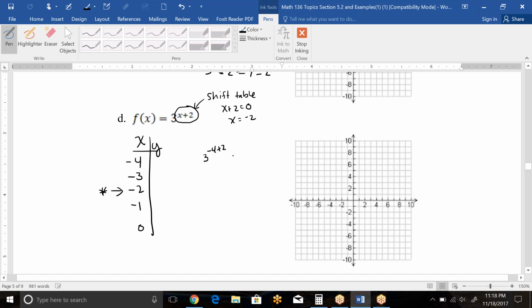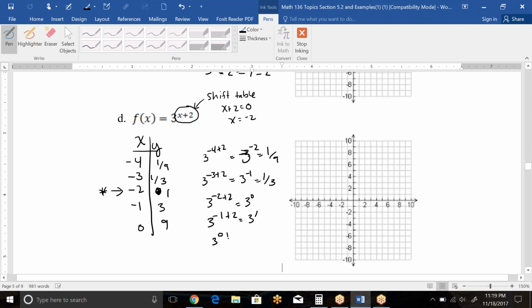So -4 plus 2, that's going to be 3 to the -2, which is our 1 over 9. So this gives us the y value we know. 3 to the -3 plus 2 is 3 to the -1, which is 1/3. And this all works out the way that we want. So you can check it. 3 to the -2 plus 2 is 3 to the 0, which is 1. Sorry, I wrote 0 there. 3 to the -1 plus 2 is 3 to the first. 3 to the 0 plus 2 is 3 squared.